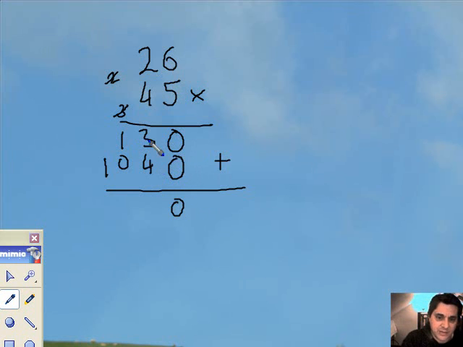0 plus 0, well that's 0. 3 and 4, 7. 1 plus nothing, 1, and 1 on its own. Answer: 1170. Let's try a more challenging one.